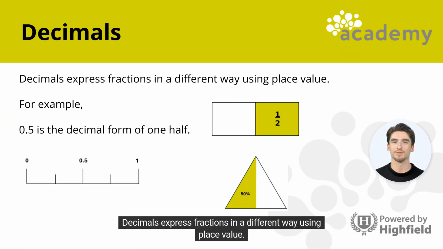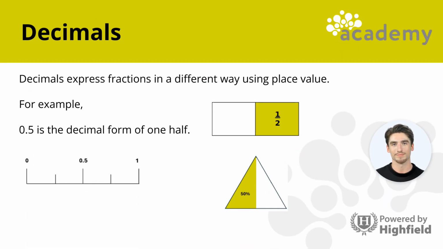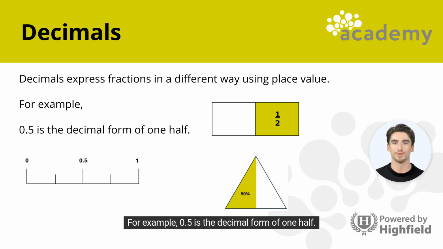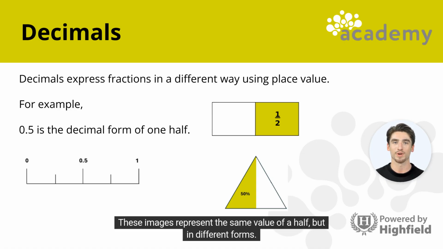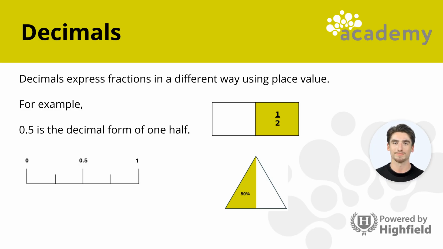Decimals express fractions in a different way using place value. For example, 0.5 is the decimal form of 1/2. Look at this fraction, 1/2, this percentage, 50%, and this decimal, 0.5. These images represent the same value of a half, but in different forms.